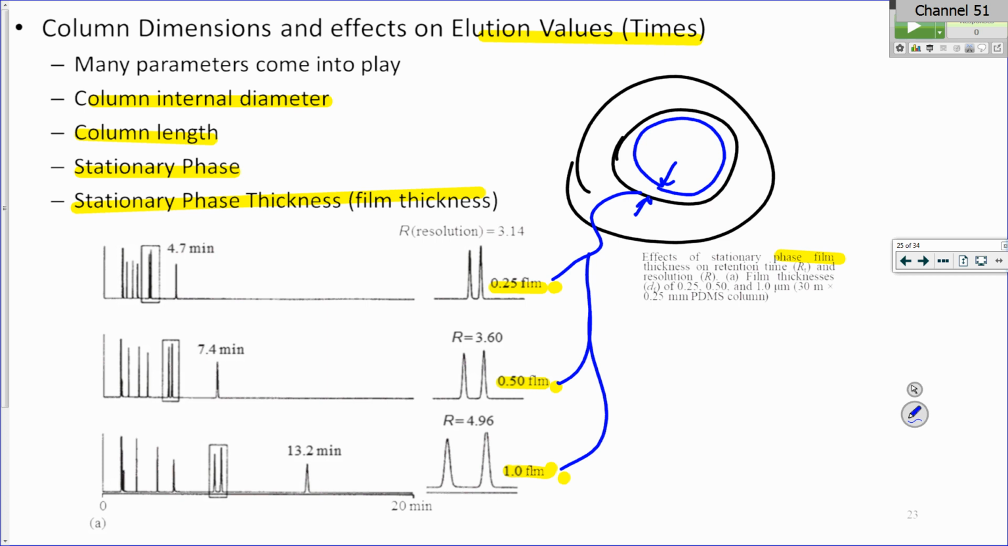Don't you want that thicker though? Say again? If you want the station. Well, if you get it thicker, it's going to get more retention. And that's the kind of the take-home message that you get out of these. So this last peak elutes in 4.7 minutes, 7.4 versus 13.2. So you need more retention to get better resolution in some cases. Yes, you do. But if you don't need the resolution, you will go with a thinner film thickness.